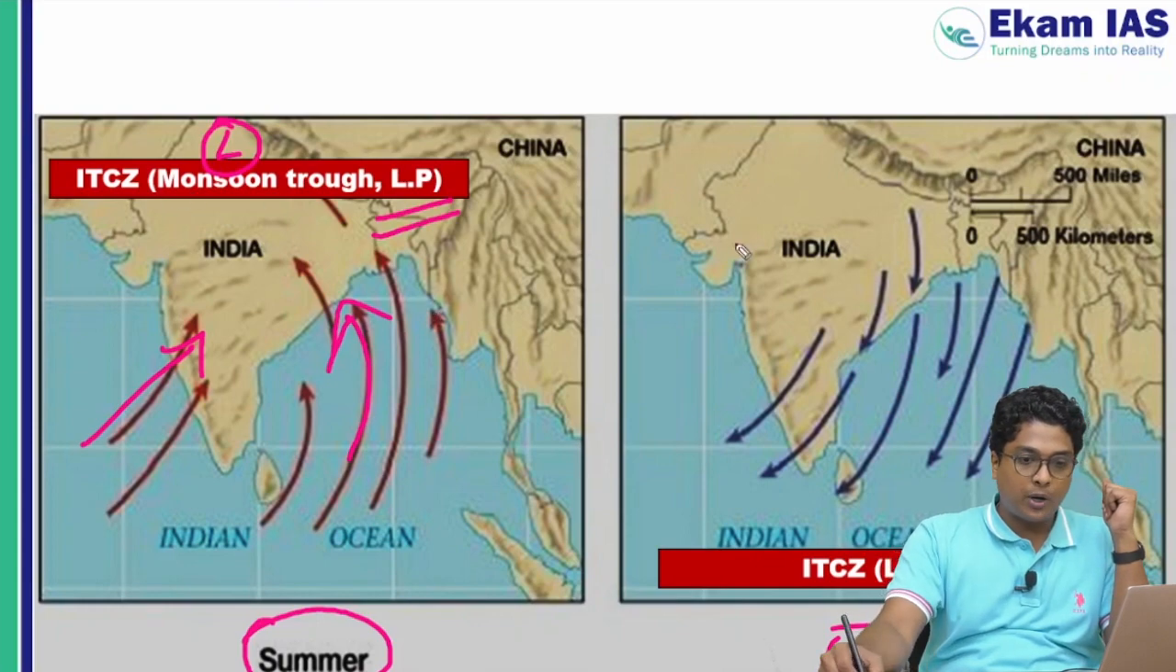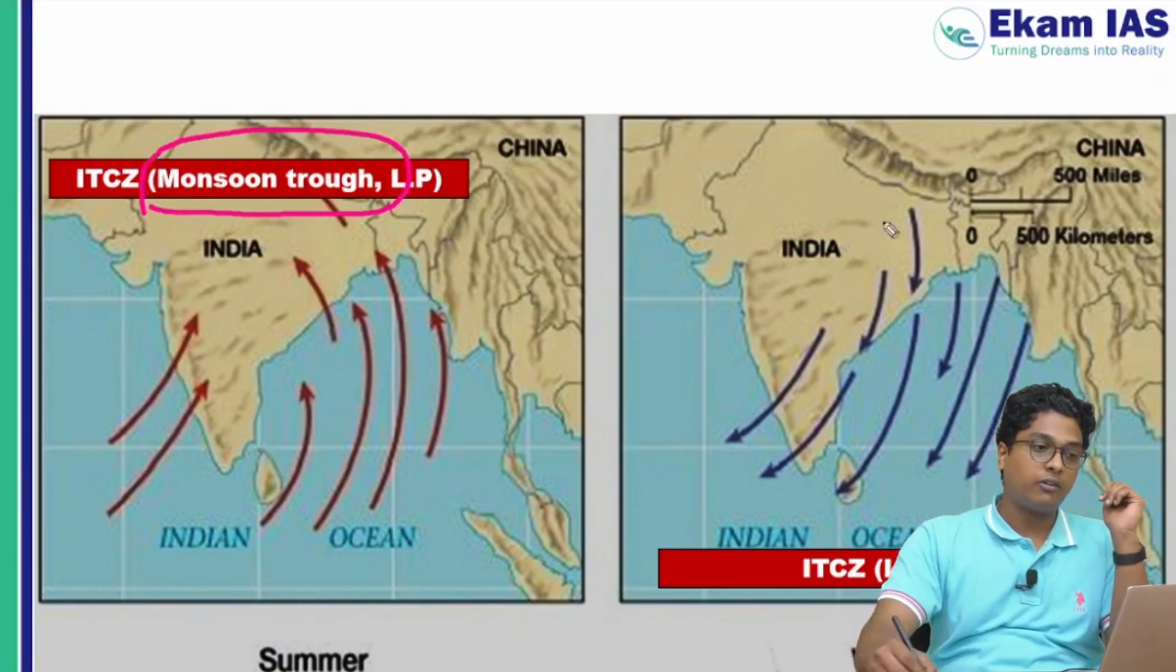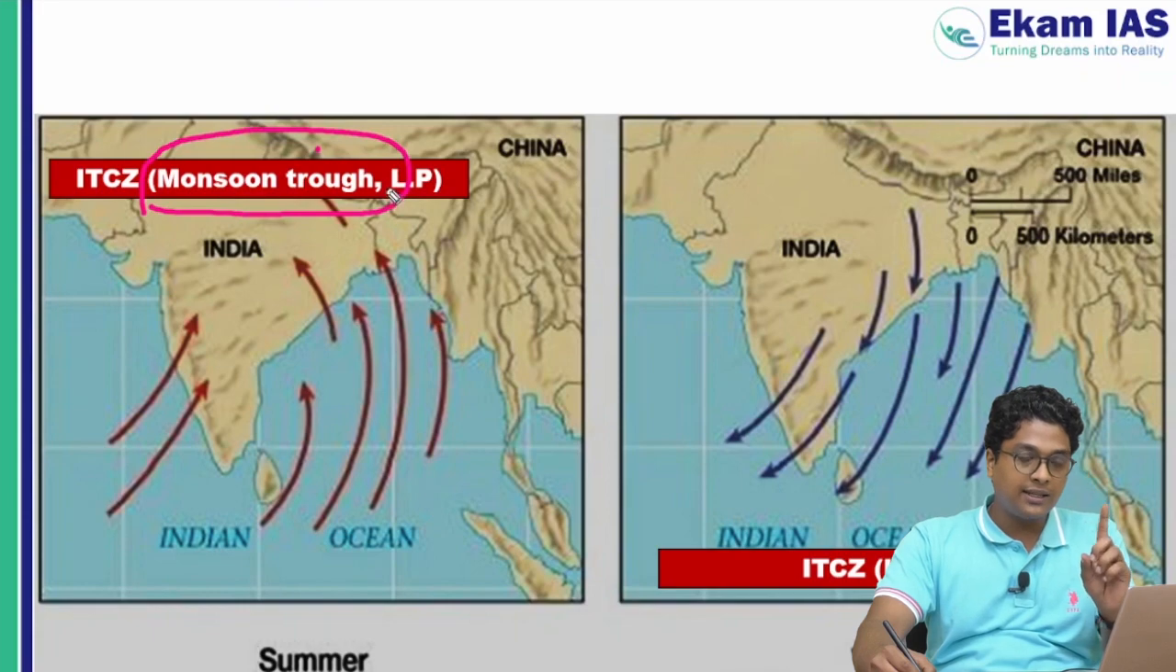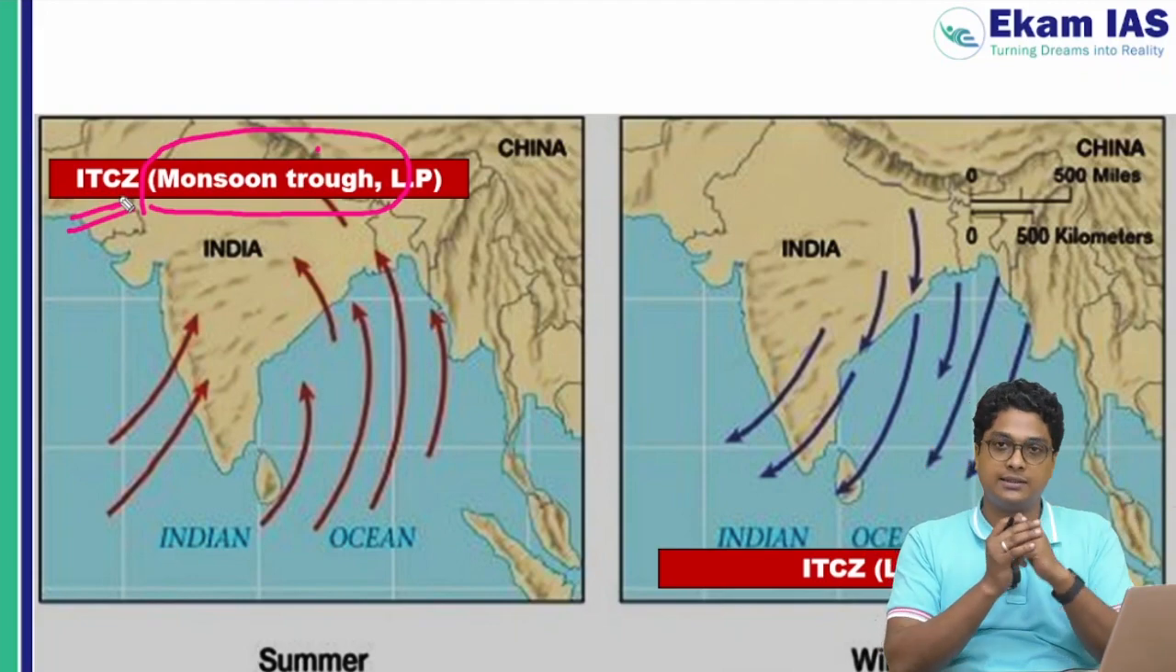Now in newspaper articles, usually this will be called the monsoon trough. In NCERT as well, it is mentioned as monsoon trough. Trough means low pressure. Okay. Now the monsoon trough is the low pressure which is leading to the monsoonal rainfall. Now you should understand that this monsoon trough is part of ITCZ. It's an intensified region of ITCZ.